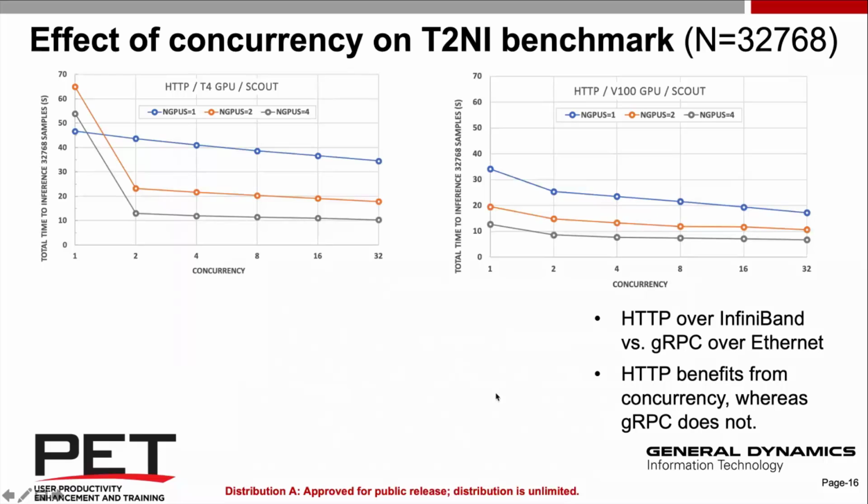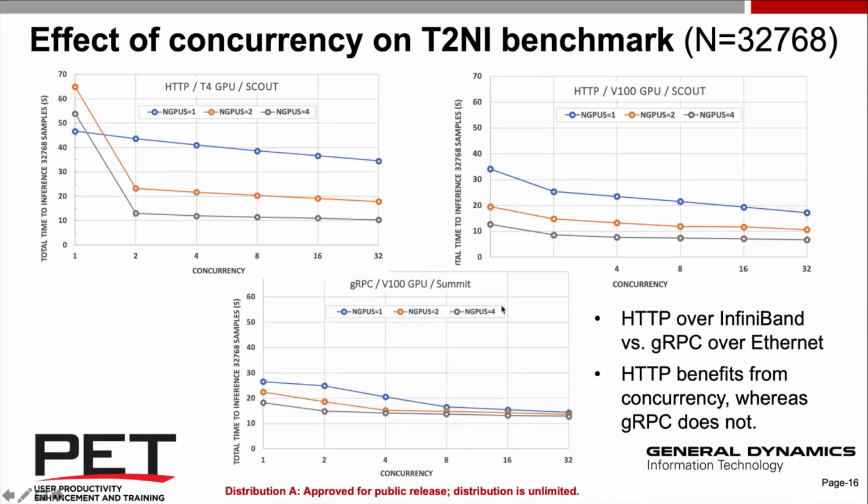We also investigated increasing the concurrency as a means to reduce the T2NI benchmark. In this case, we're using n of 32,768, so 32,768 inference requests. The top two we performed on Scout. The left one was on T4 GPU and the right one on V100 GPU. Lower numbers are better because we're trying to minimize the total time it takes to complete the 32,000 requests. Here we have using 1 GPU, 2 GPUs, and 4 GPUs, and again we're using a Python thread pool to implement the concurrency.